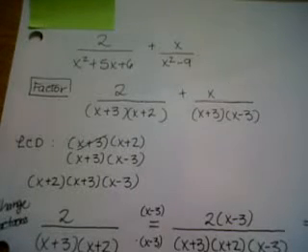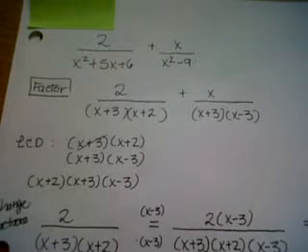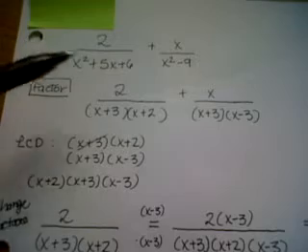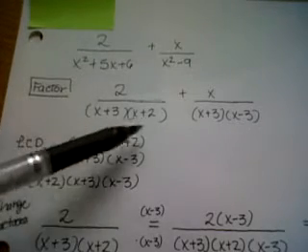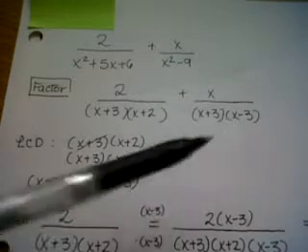Here I have another example. 2 over x squared plus 5x plus 6 plus x over x squared minus 9. First step is to factor. So when I factor this, I get x plus 3 times x plus 2. That's the difference of squares. When I factor that, I get x plus 3 times x minus 3.